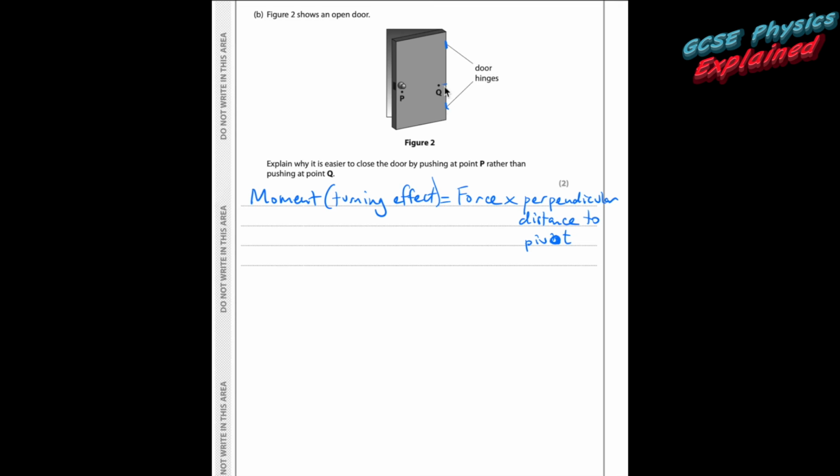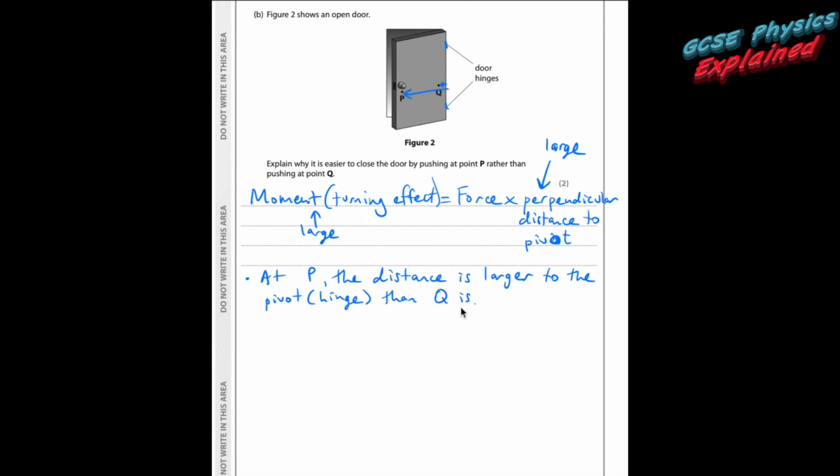So if you push at Q, it's a small distance. If you push at P, it's a large distance. So if this distance is large, it's going to make the turning effect large. So a smaller force would be needed to create the turning effect required.